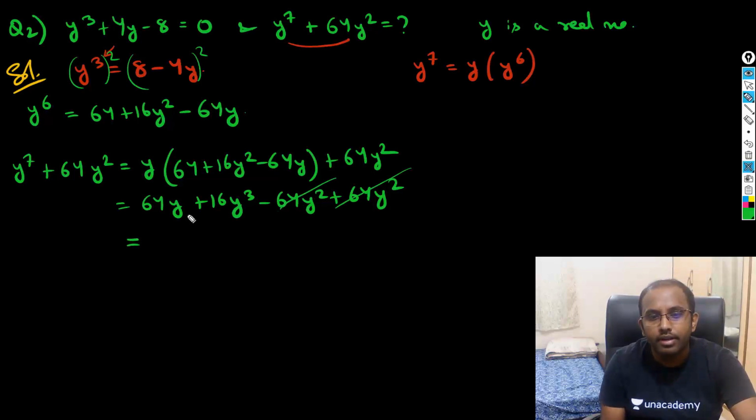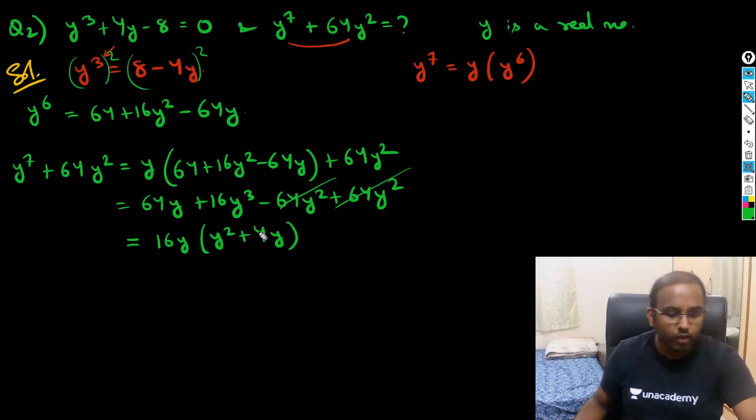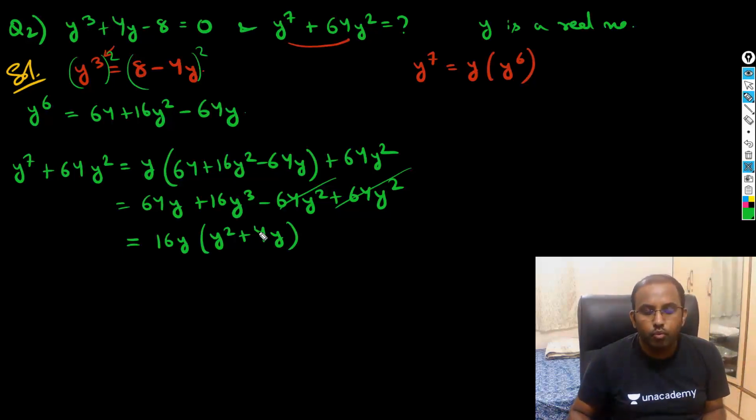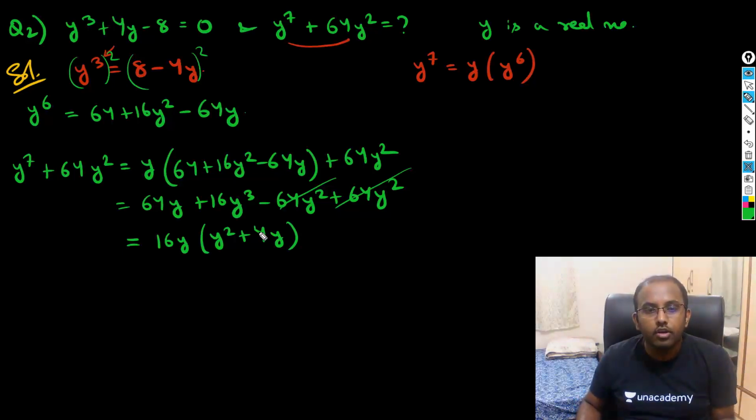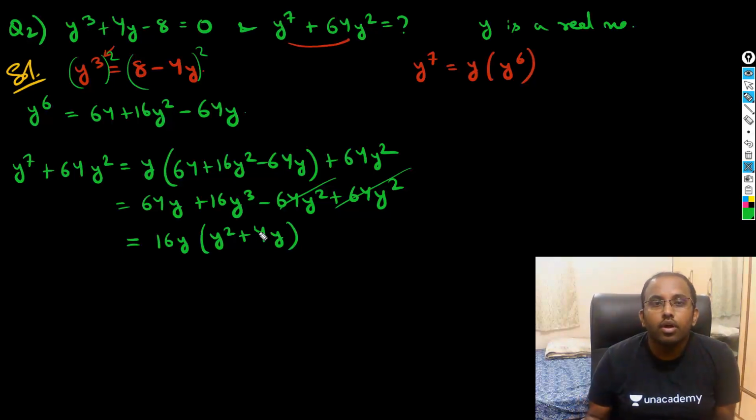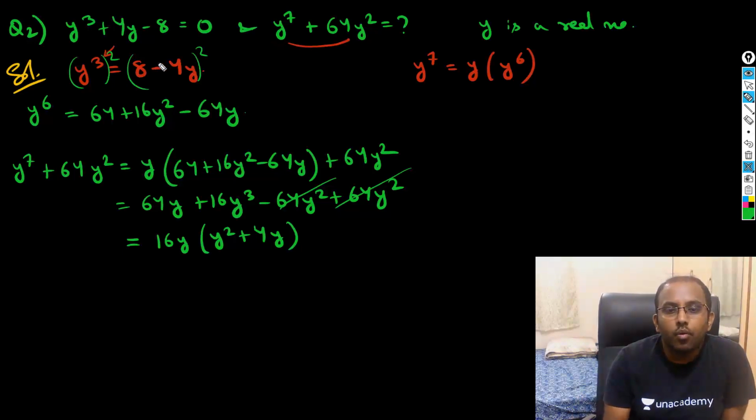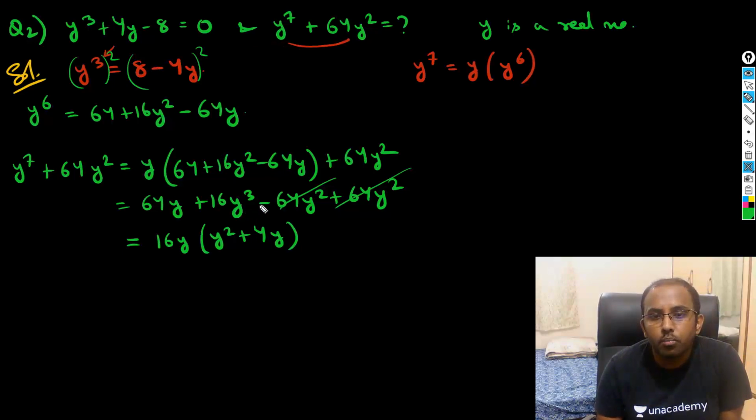I'm getting, you can take 16y common from here, so 16y common, that becomes y square plus 4y. So till here I can reduce the equation y square plus 4y. Okay, so I hope it is clear to everyone, right? Now we have the value given here, y cube plus 4y, right? Yeah, 16y I have taken.